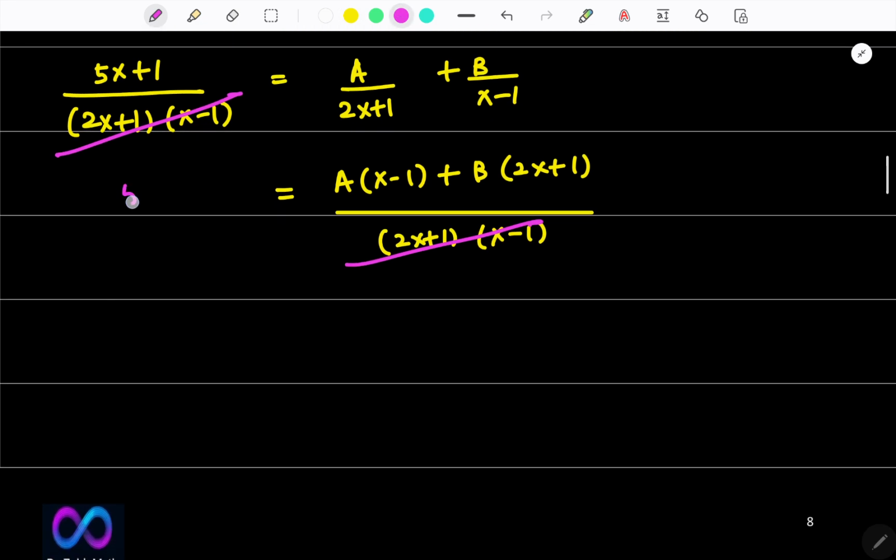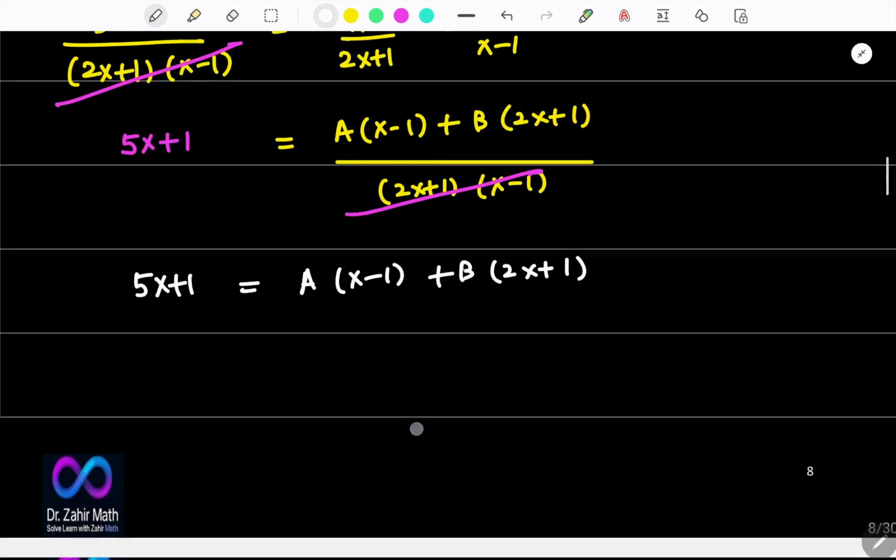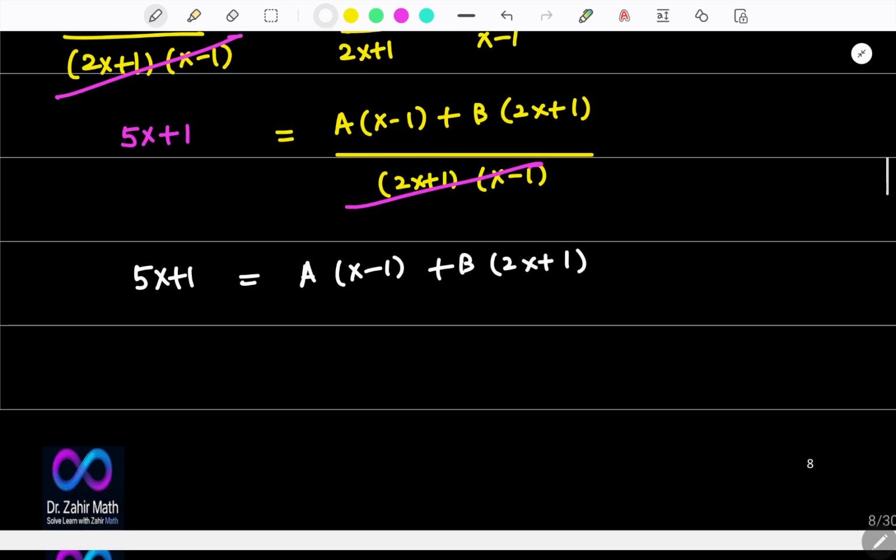So I will get 5x plus 1 is equal to this, right? I want a, at the same time I don't want b. I want b, at the same time I don't want a. So 5x plus 1 is equal to a into x minus 1 plus b into 2x plus 1, right? So I want to cancel b, but I want a. What should I do? I want to make b equal to 0.